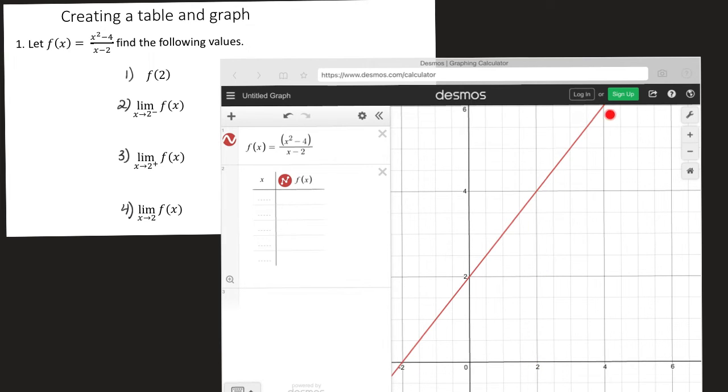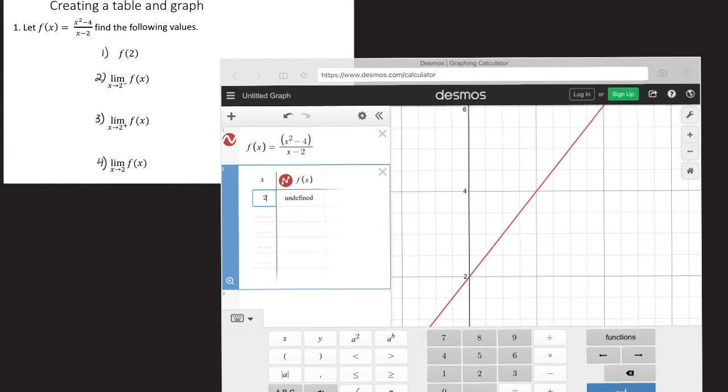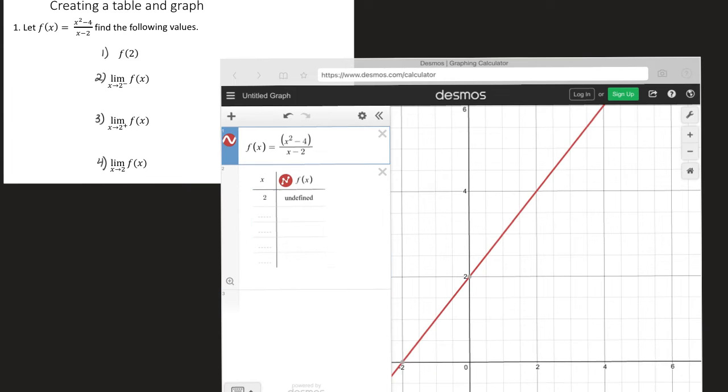So again, this looks like a linear function, but it is slightly different than a linear function in that it has an undefined value. For instance, if I type 2 into the table, you can see that the value is undefined. And if I try to trace the function with my cursor and go to that point, there's an open circle hole there at that value. So this is f of 2, we say, is undefined.